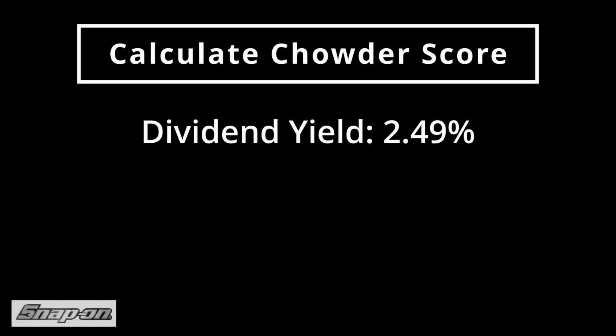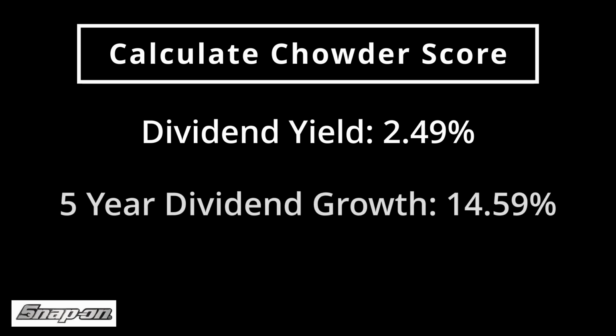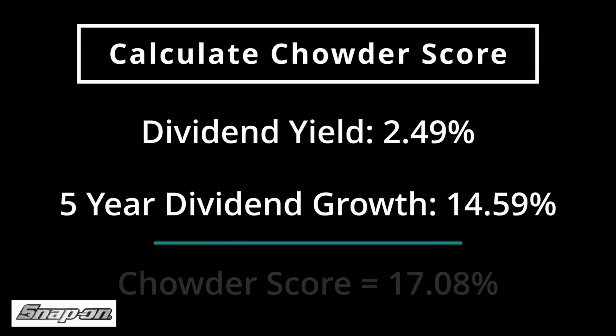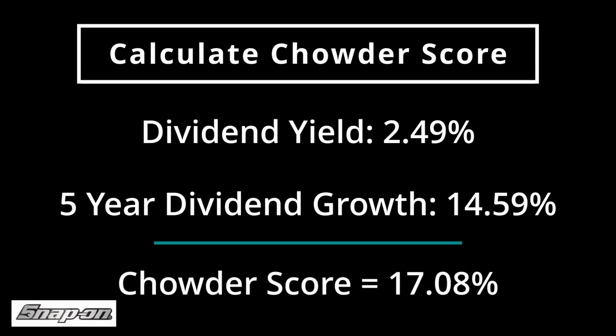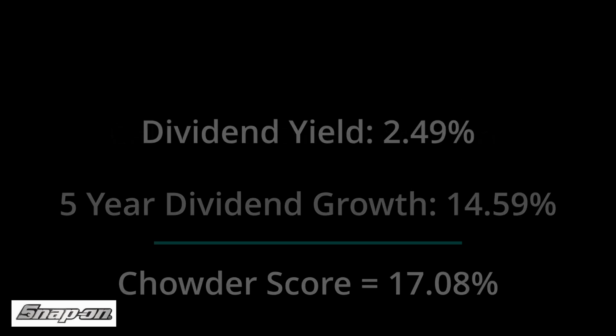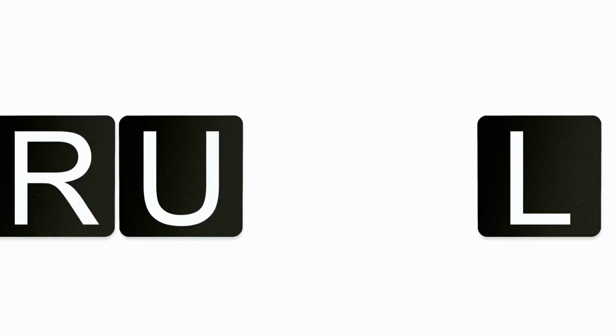To calculate the Chowder Score, we need to do the following. Find the dividend yield, which in the case of Snap-on is currently 2.49%, and we also need the 5-year dividend growth rate, which for Snap-on is 14.59%. The final step to calculate the Chowder Score is just to add the two together, which for Snap-on would be 17.08%. But it turns out there's rules around the Chowder Scores.